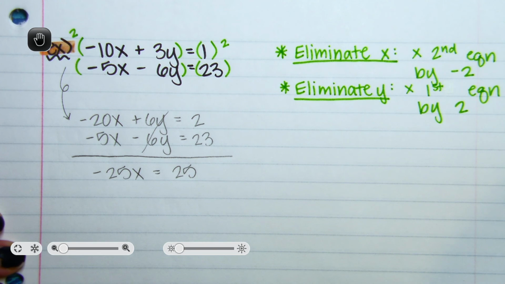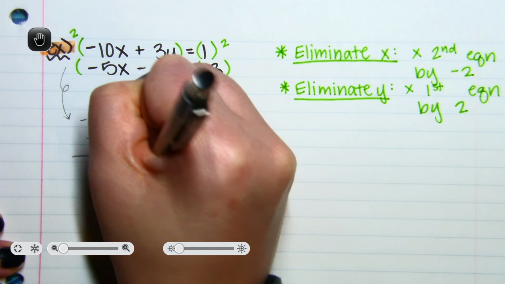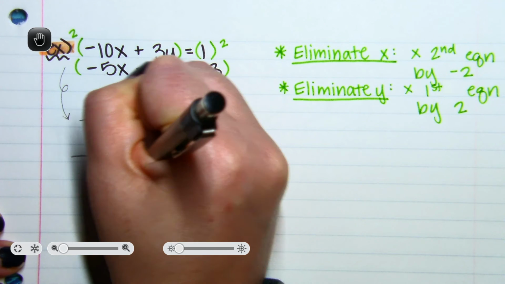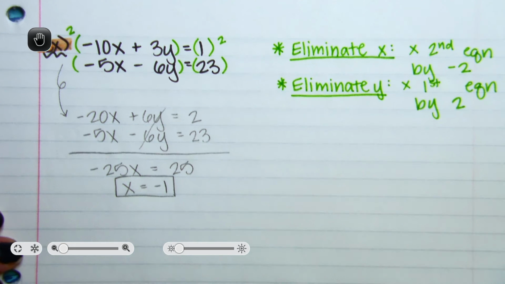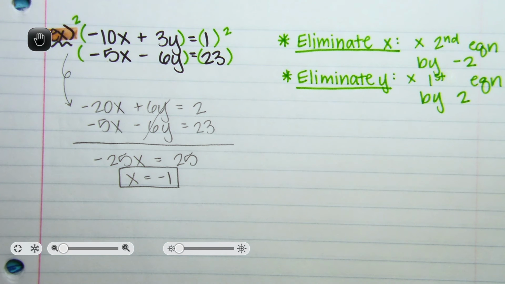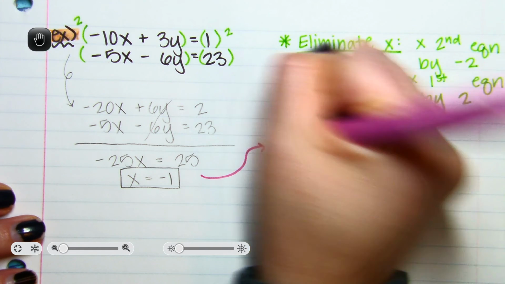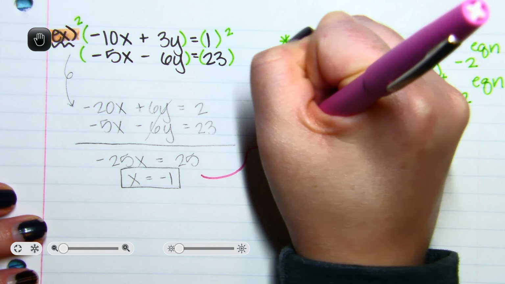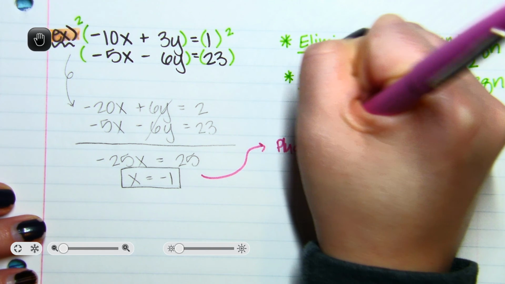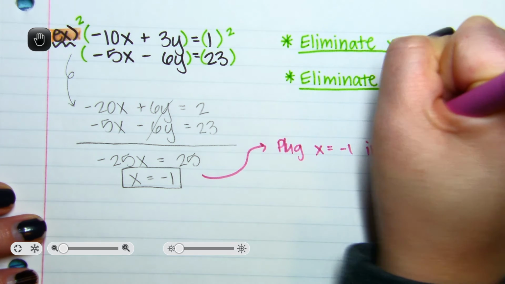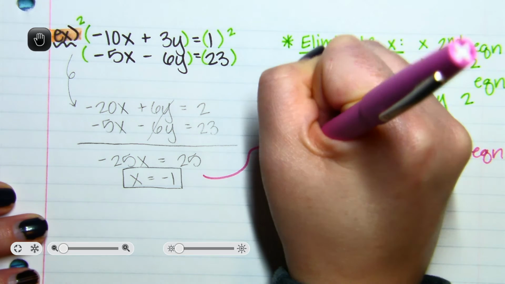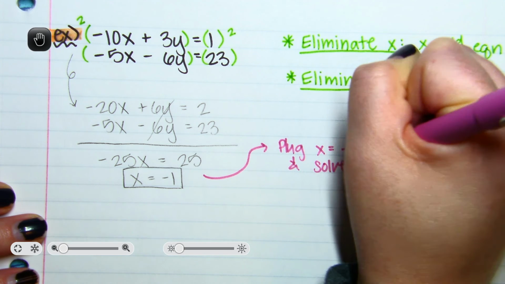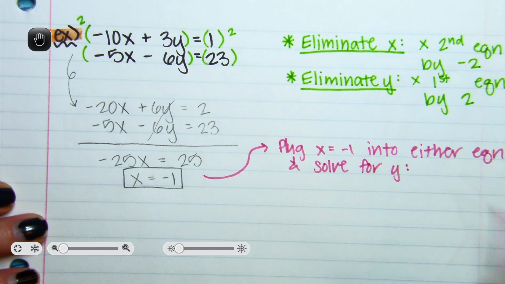Divide both sides by negative 25. So I get x equals negative 1. If you feel more comfortable showing that step of dividing by negative 25, then feel free to do that. Then we're going to plug x equals negative 1 into either equation and solve for y.